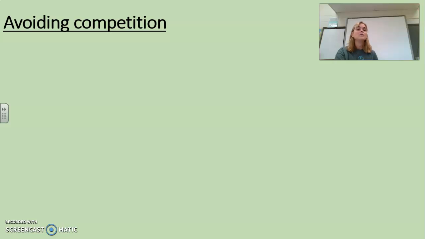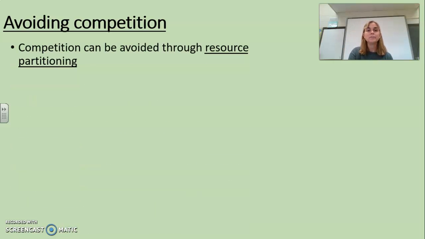All right, so how can species avoid competition? This is really important. Again, things don't always just die out. There are things that can be done that avoid competition, and one of the most common is resource partitioning.